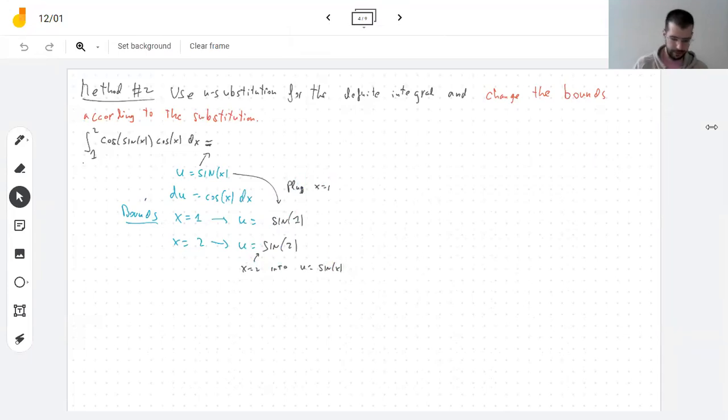So what you're supposed to do, I didn't do a complicated thing here. Just plug in the value of x. The easy thing to forget is to change the bounds, and now this will become, I'll do the same substitution from before. Sine of x is u, this whole thing is du, so this becomes the integral of cosine u du.